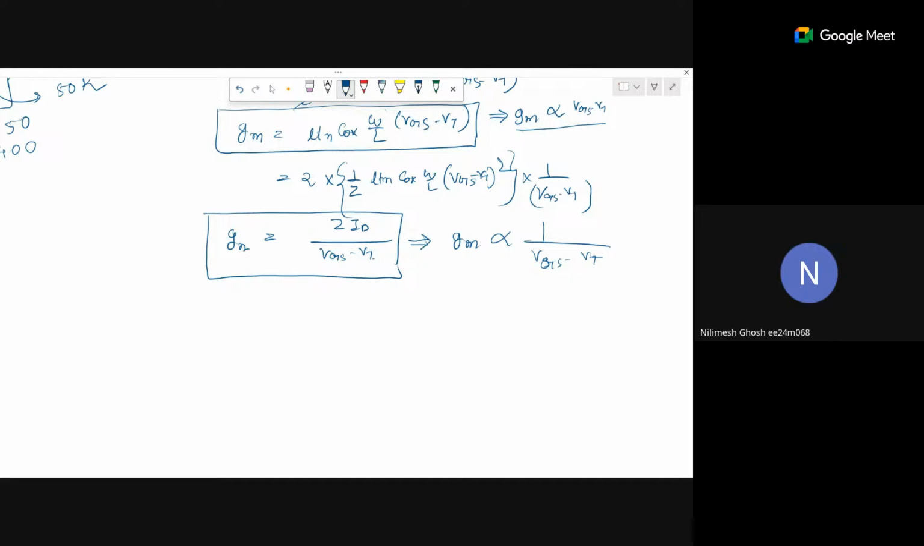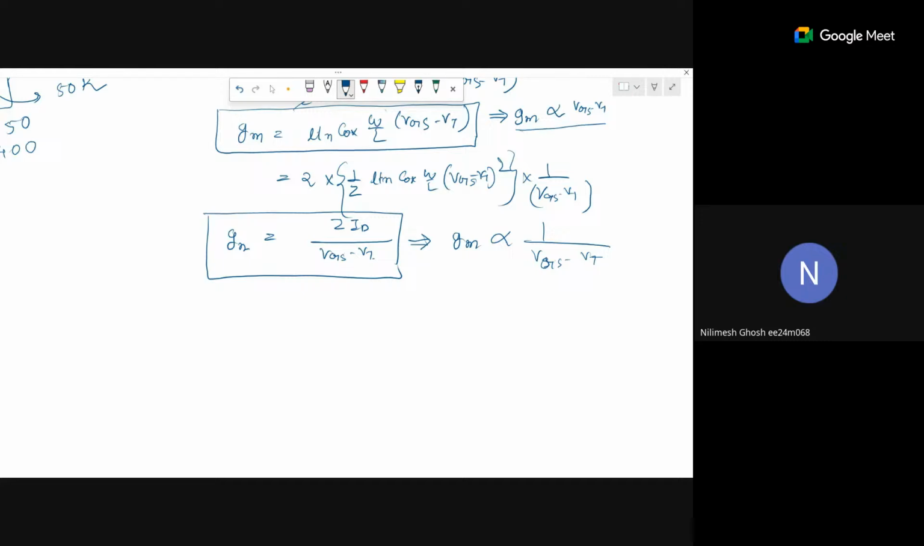Are both expressions right? If someone says one expression is wrong, that can't be possible because I have simply manipulated the same expression. The thing is, this ID has VGS minus VT whole square, and that will be cancelled out by this factor. So ultimately it says gm is directly proportional to VGS minus VT itself. This is another way of writing it.